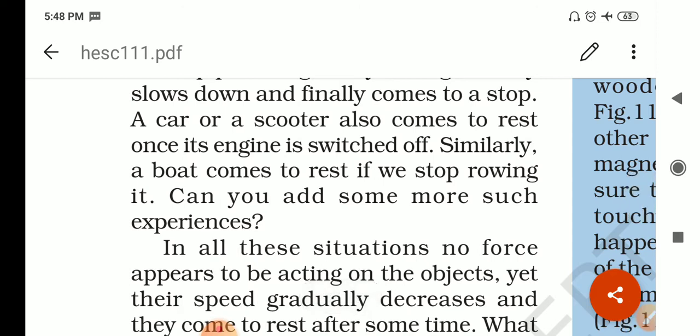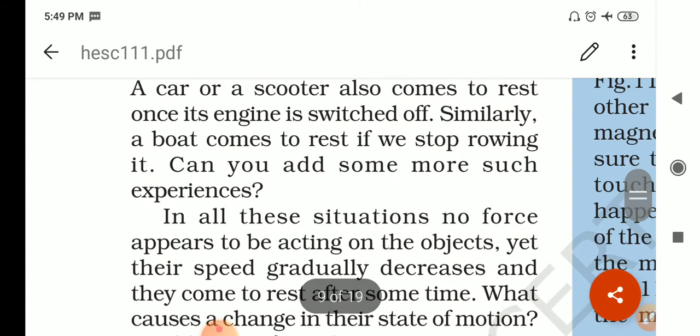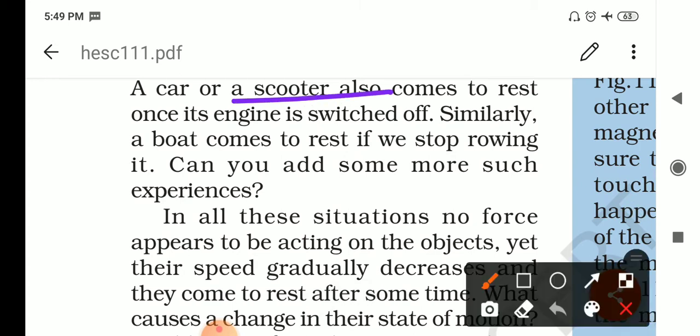Okay, then see, a car or a scooter also comes to rest once its engine is switched off. Similarly, a boat comes to rest if we stop rowing. Can you add some more examples? So many examples are there. One more example is when you are on a swing, and your friend pushes you, and now you start to swing.